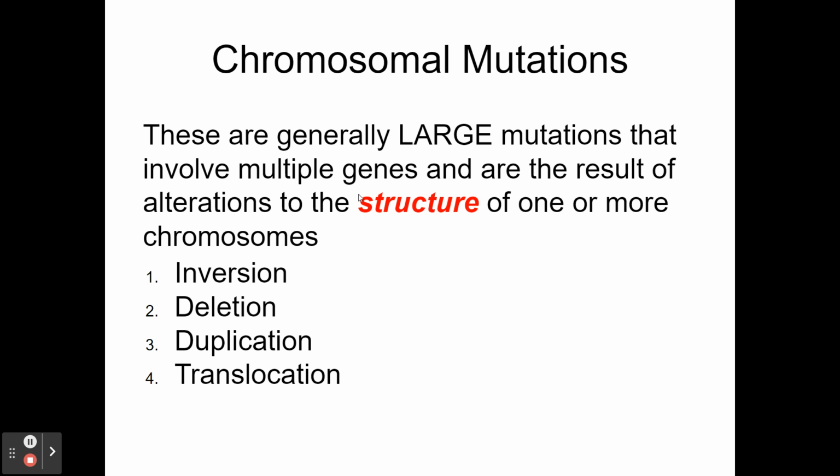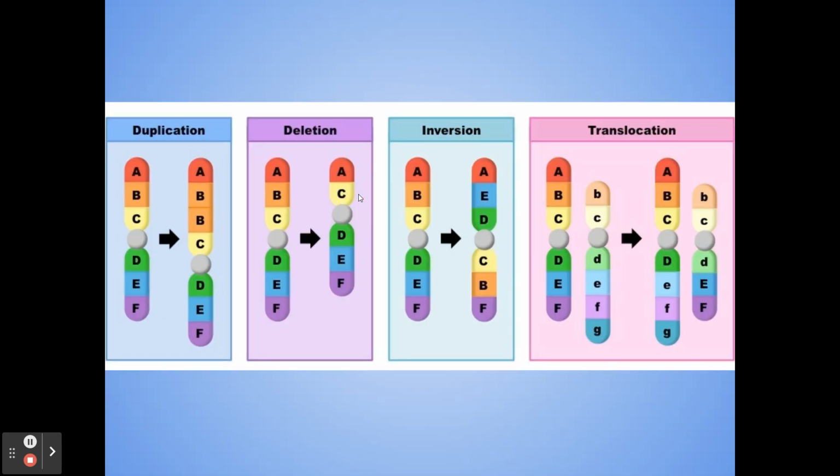Deletion, where we just take out a whole bunch of a chromosome. Duplication, where we duplicate a section of the chromosome. And translocation is where one chunk of a chromosome gets put onto a different chromosome. So here's duplication. You can see we've duplicated B. Deletion, we've lost B. Inversion, B and E have switched locations. And translocation, we have two different chromosomes here, and we've put part of one chromosome onto another chromosome.